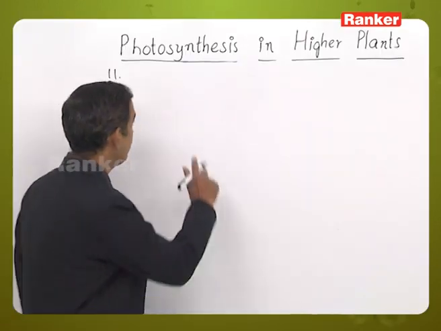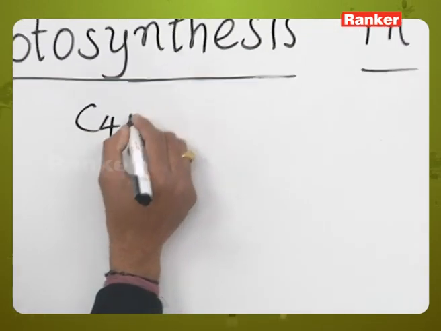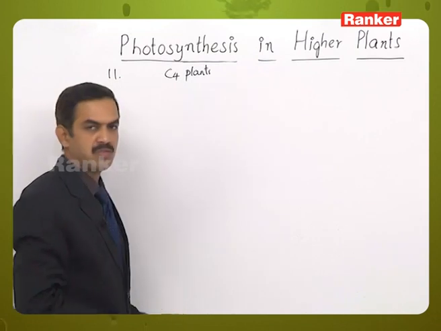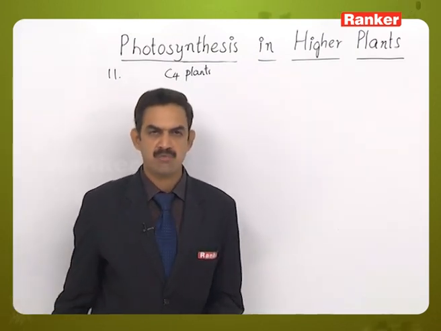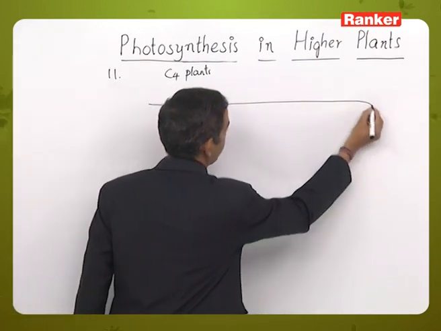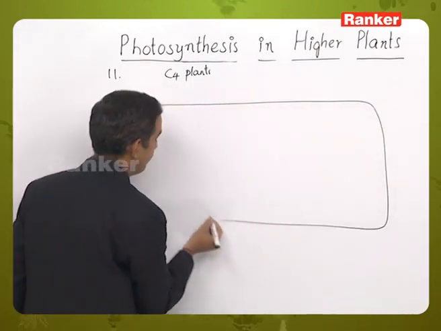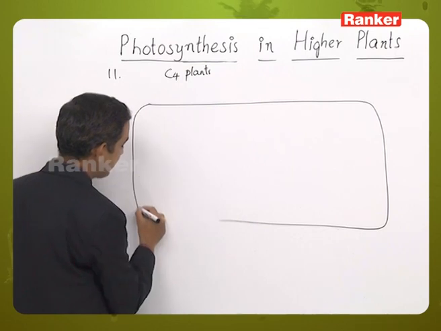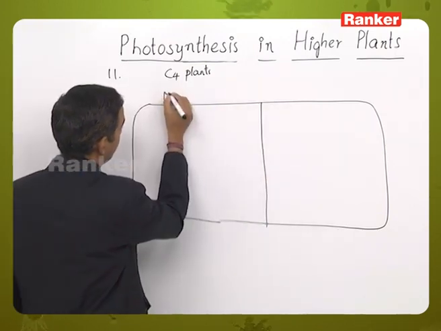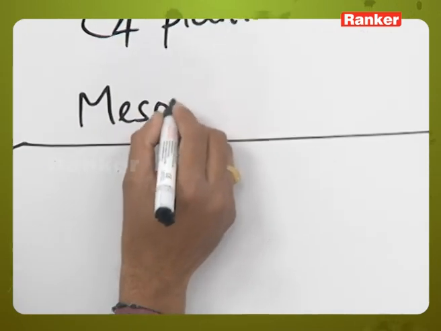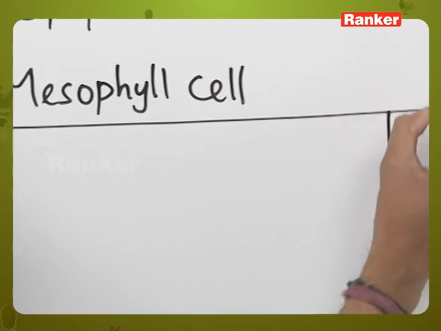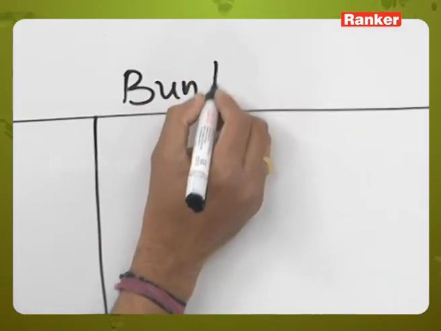So this is a question once again related to the C4 plants. As we have discussed, in C4 plants the spatial differentiation takes place during photosynthesis, where it is taking place in 2 types of cells. One is called a mesophyll cell and the other is called a bundle sheath cell. So the process will start in the mesophyll cells and continue into the bundle sheath cells.